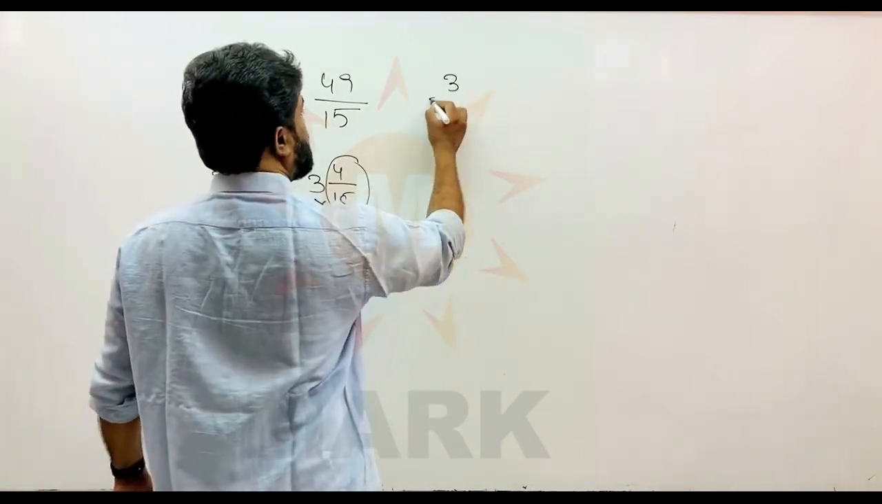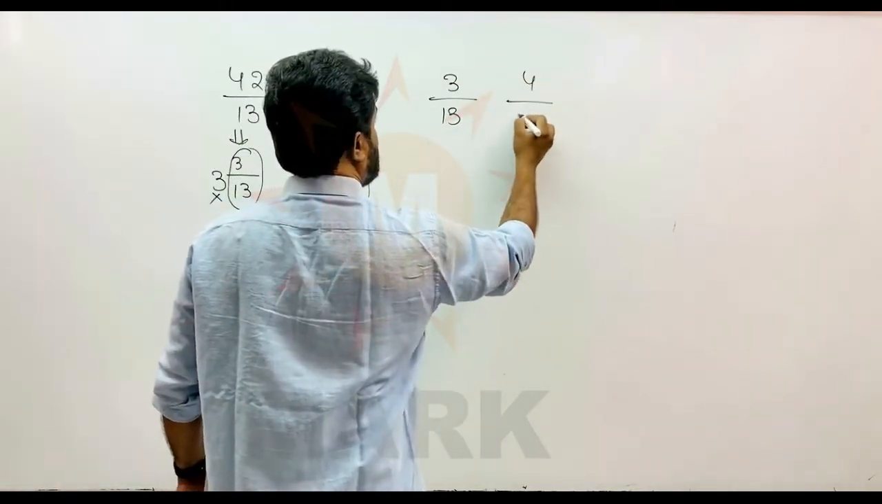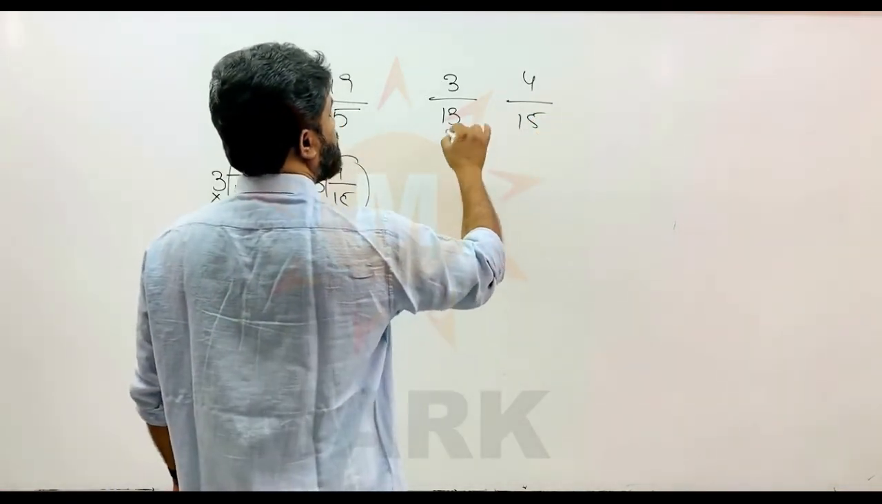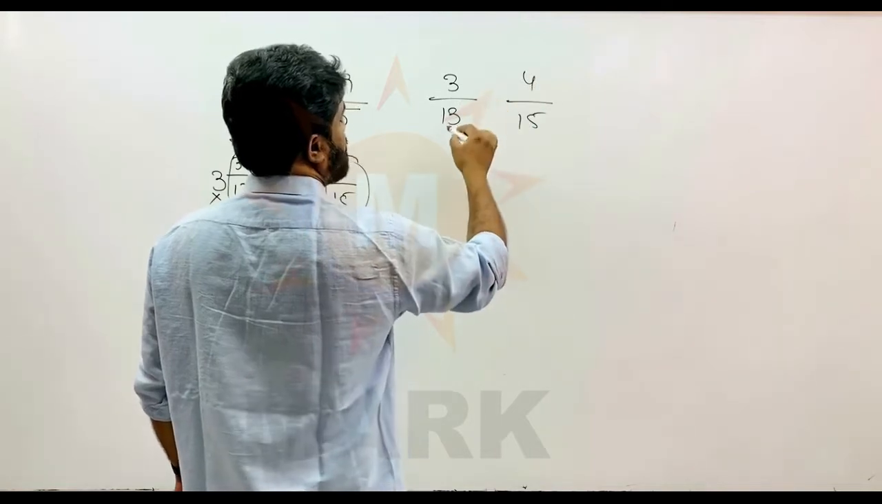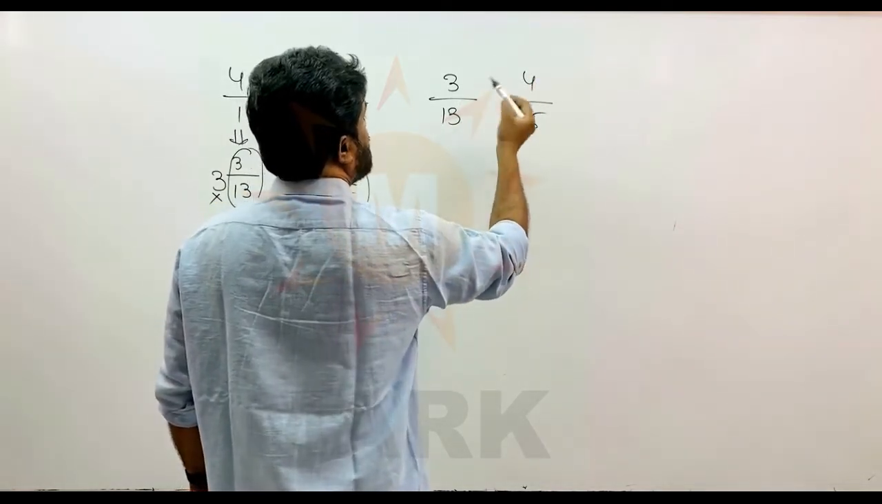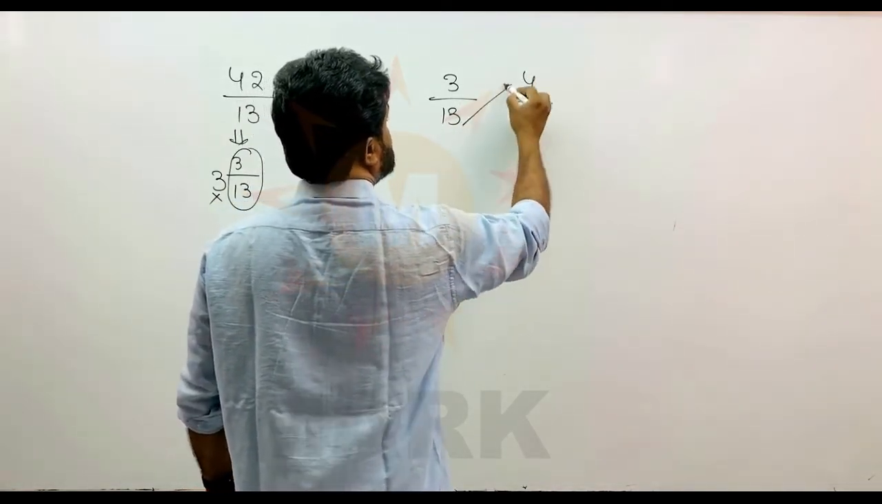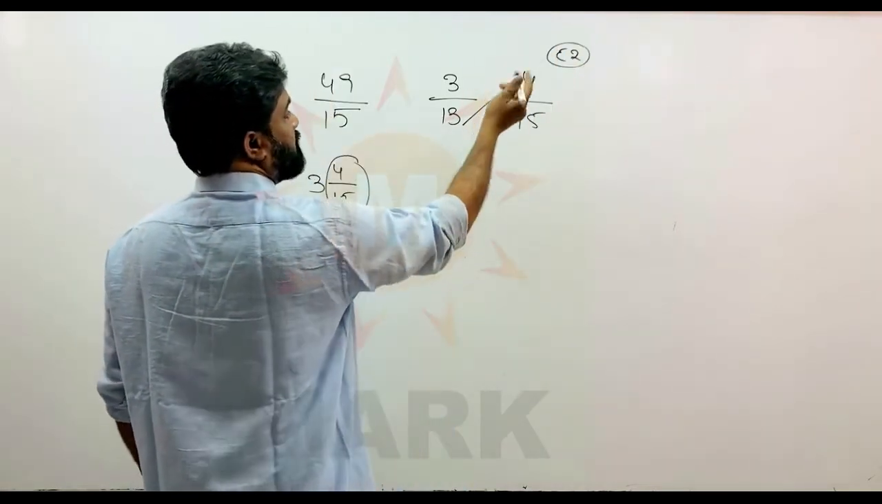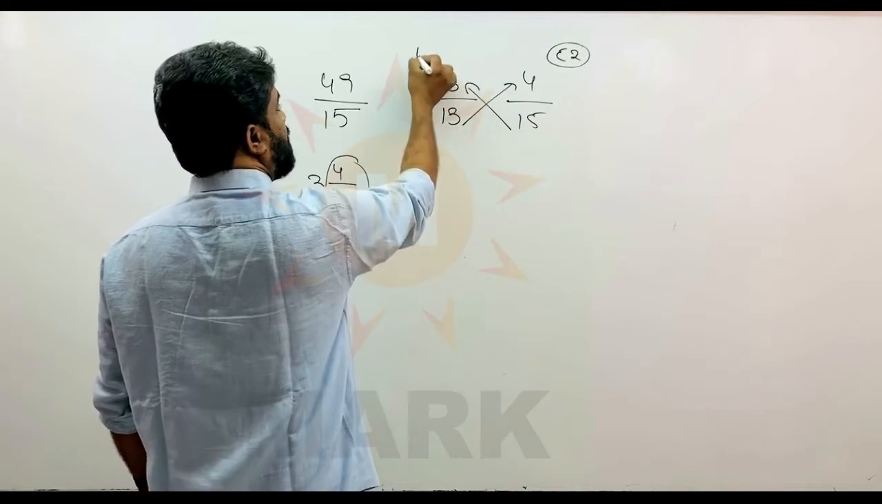So 3 by 13 and 4 by 15, which is the highest value? I am using the bottom cross multiplication. What is 13 4s? 10 4s are 40, 3 4s are 12. So 13 4s are 52, and 15 3s are 45, I am writing here.